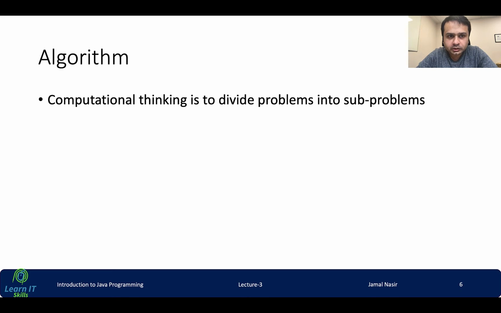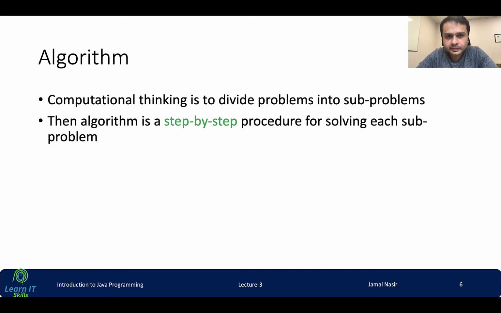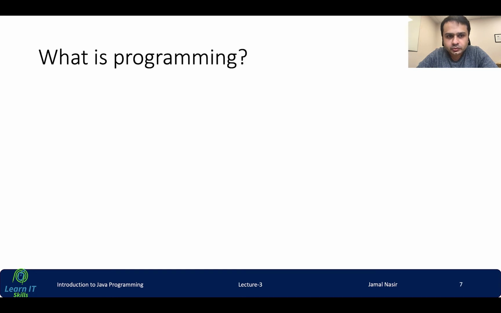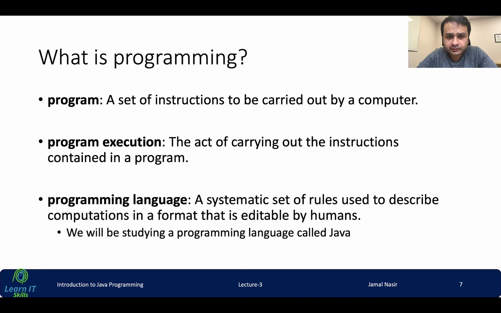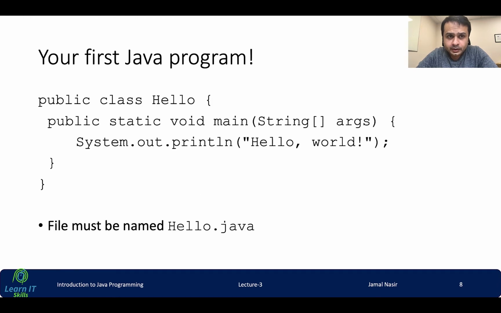So what is an algorithm? Computational thinking is to divide problems into subproblems, whereas an algorithm is a step-by-step procedure for solving each subproblem. We saw in the previous lecture what is programming, what is a program, what is program execution, and what is a programming language. This was the first Java program, in which we are just printing hello world.